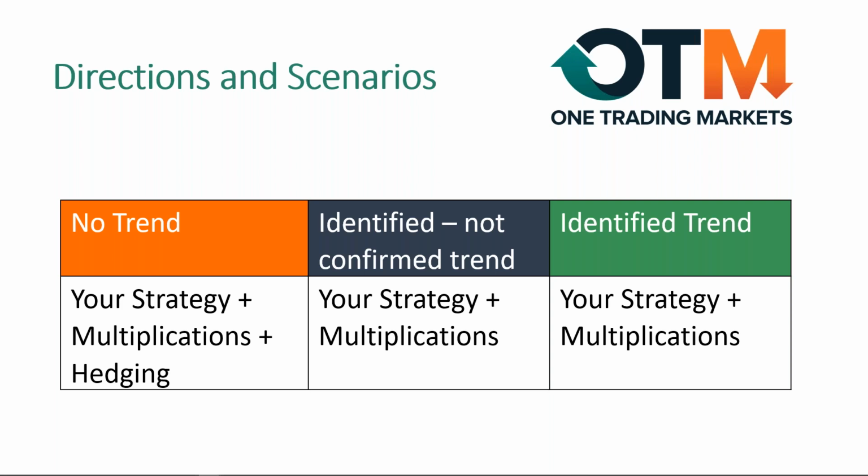Sometimes the trend is identified but not confirmed, and you can also use your strategy with multiplication. If there is no trend at all and nothing is identified, you can use multiplication and hedging, but I will leave this part for later so you don't get confused. So for now, I want you to focus on two main points. If you have a trend, whether it's confirmed or not confirmed, you can use this strategy.